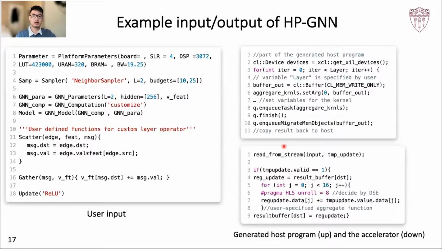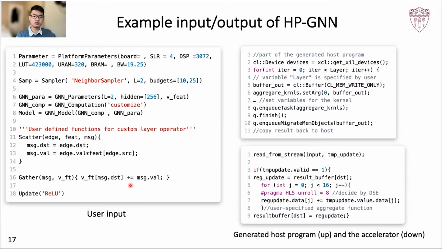Here we're showing some example input-output of our framework. On the left side is the user input, specifying some GNN parameters using the APIs, and the right side is the produced code. For example, over here, we can see that the user specified a two-layer model, and this parameter will reflect on the right side. Looking over here at the generated host program, for a 2-layer model, we need to run 2 iterations. So over here, the variable layer will be 2.